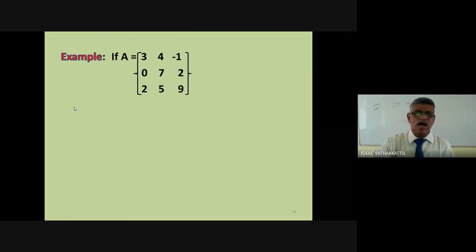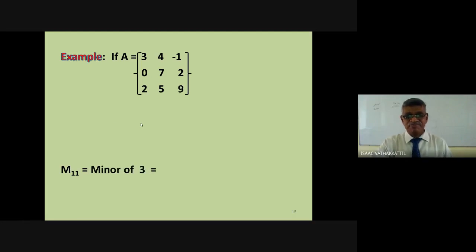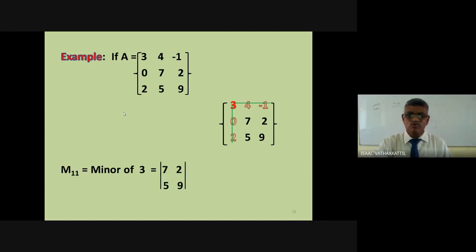Minor of ijth element. Let's take an example. Suppose I have a matrix A, a 3 by 3 square matrix. What do we understand by M11? M11 means the minor of the 1-1th element. The 1-1th element here is 3. That is the minor of 3. What is the minor of 3? You remove the column and row containing 3. You get a determinant. What is that determinant? 7 2 5 9. What is the value? 7 into 9 minus 5 into 2, that is equal to 53. So the minor of 3 is 53.